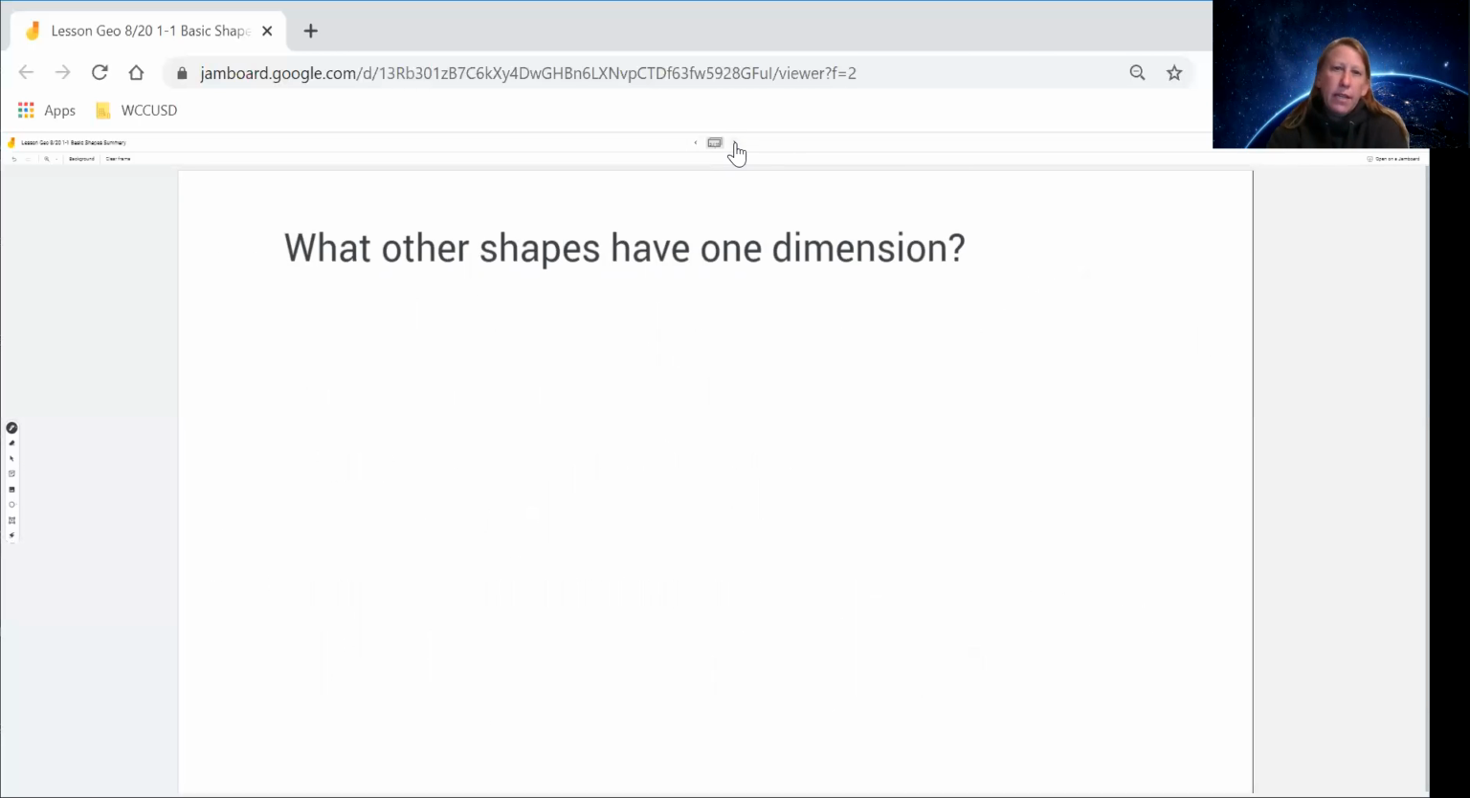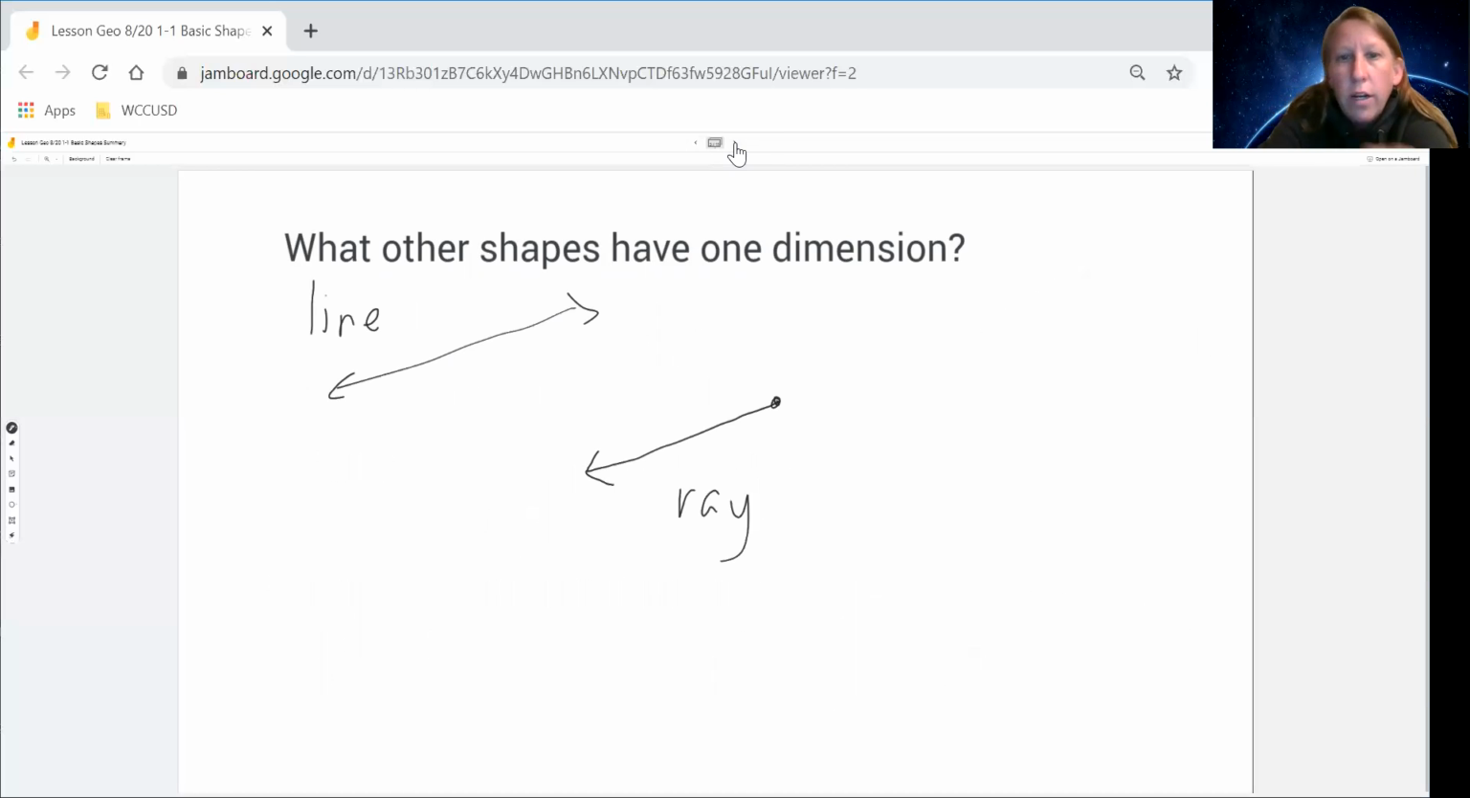So what we know, a line has 1 dimension. What are the other shapes that we talked about that have 1 dimension? We talked about part of a line, starting at an end point and going off in 1 direction. This was called a ray. And what about part of a line that has a beginning and an ending point? What do we call that piece of a line? That's right, it's a line segment. You could say segment, often we'll say line segment.